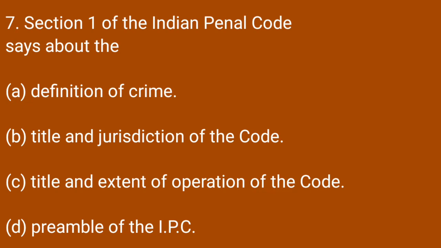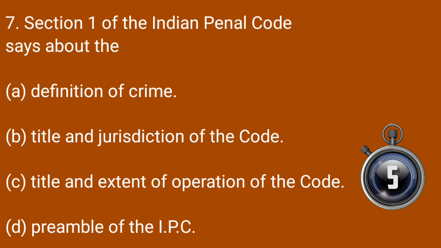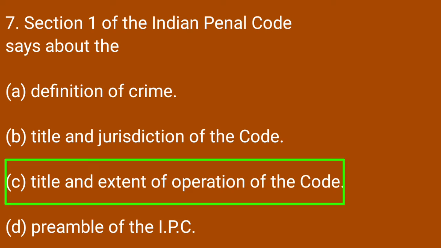Next question is Section 1 of the Indian Penal Code says about the. Option A, definition of crime. B, title and jurisdiction of the code. C, title and extent of operation of the code. D, preamble of the I.P.C. The right answer is C, the title and extent of operation of the code.